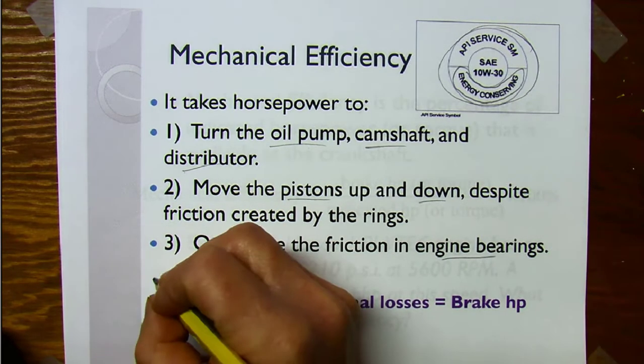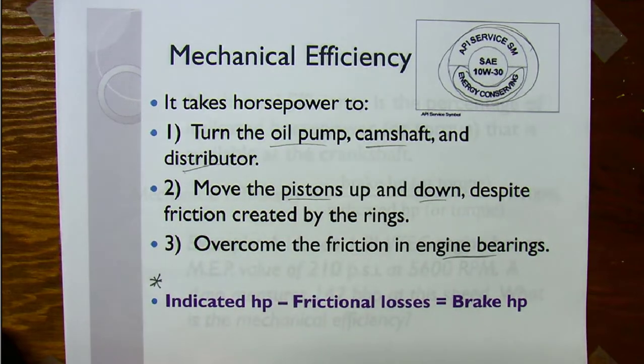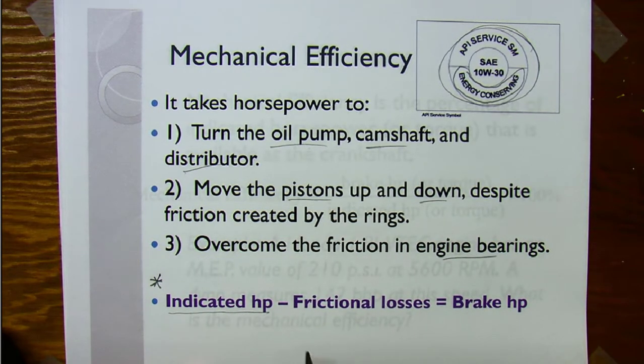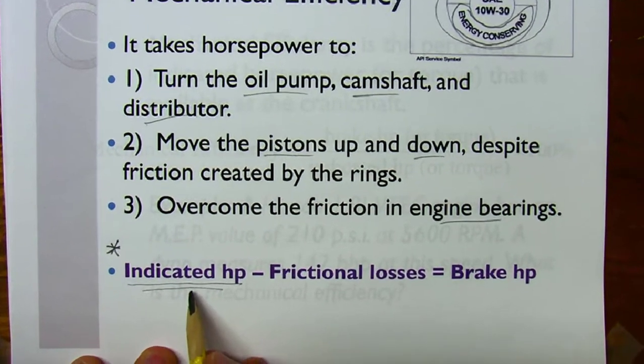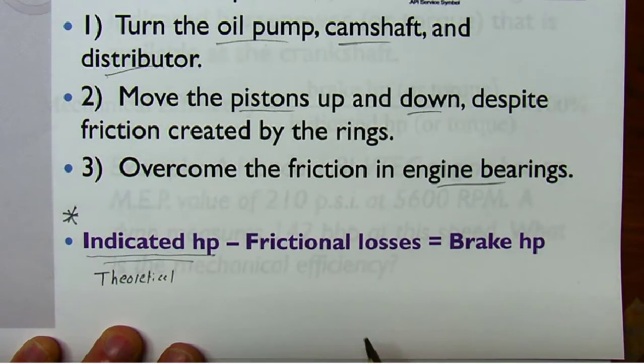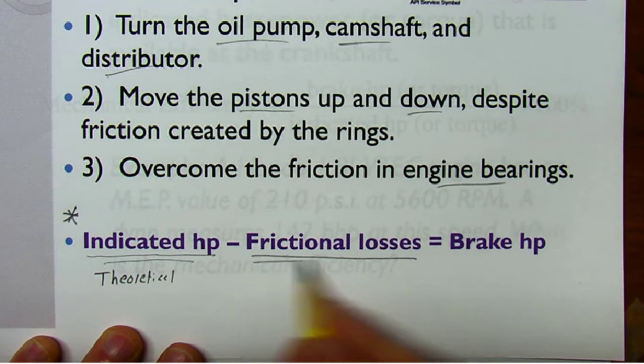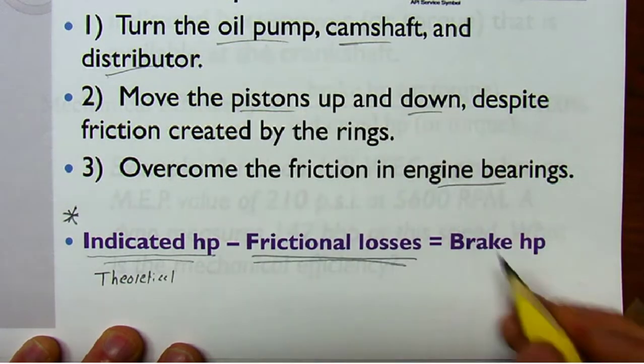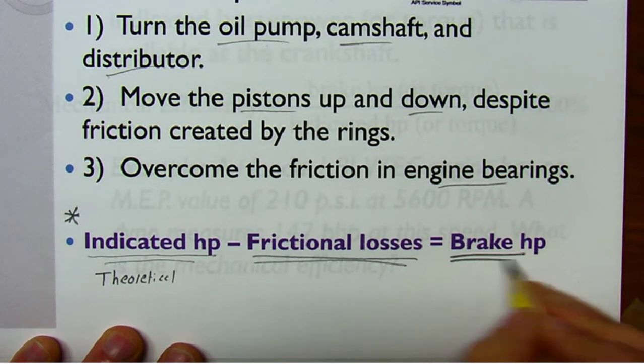So here you go. Here's another formula for you. Indicated horsepower is what we start with. That's our theoretical amount that we calculate. If you take away the friction that we lose inside the engine for all these things, what you're left with is brake horsepower. Frictional losses are kind of like tax. Frictional losses are the tax of doing business, of running, and what you're left with is the brake, and that's what you can actually use to power the vehicle.